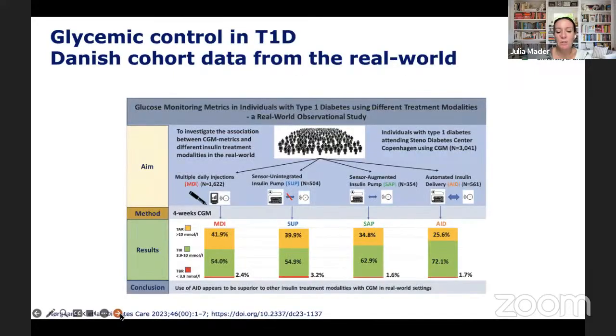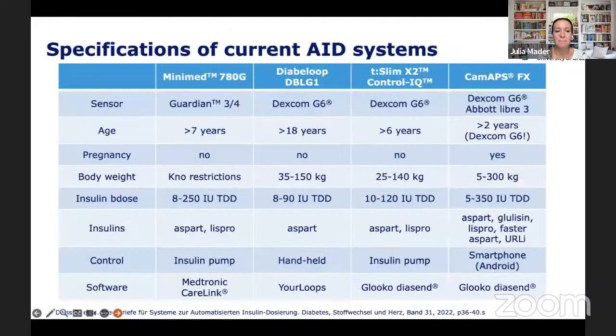Also, Danish data are very supportive of this. So here we can see that the more optimization is used, from MDI versus pump therapy without sensor connection to sensor augmented pump therapy to automated insulin delivery, the more automatization we get, the more time in range we get without increasing hypoglycemia again.